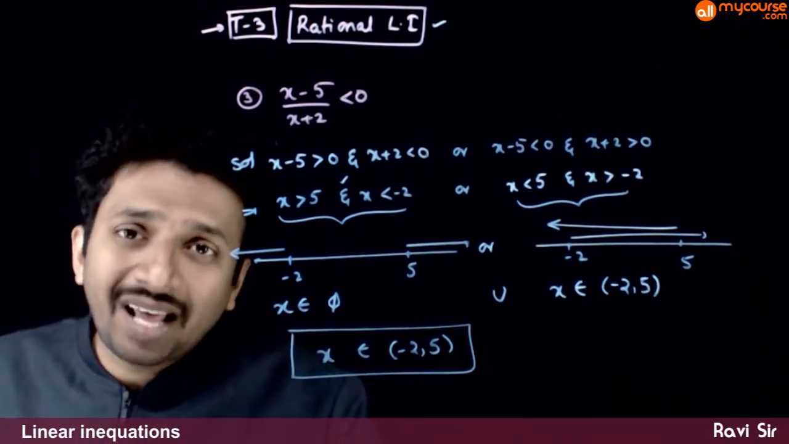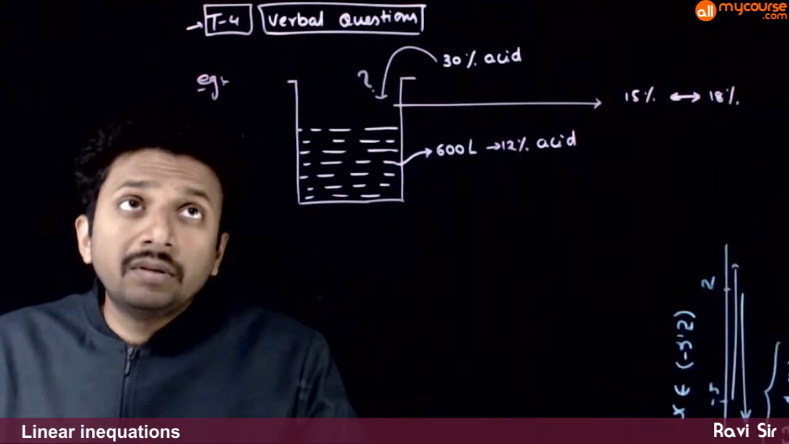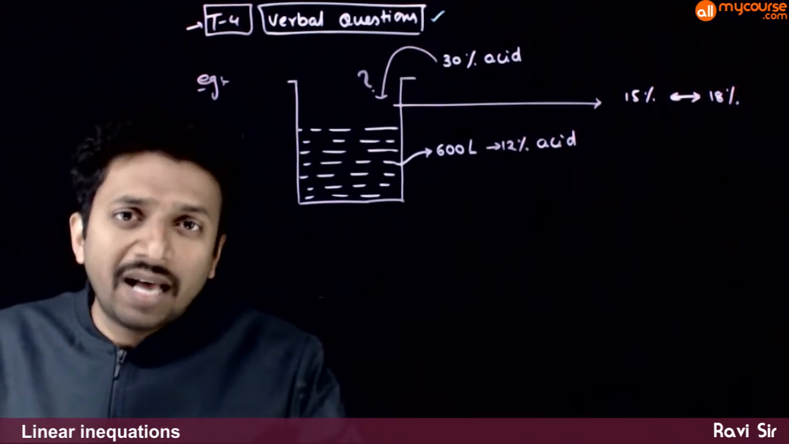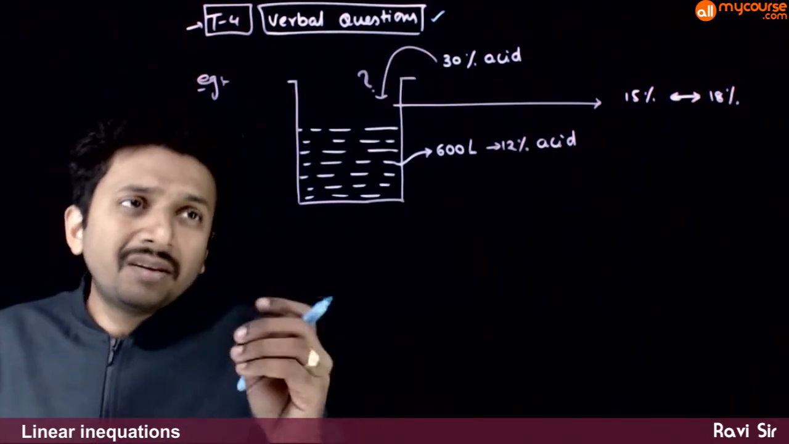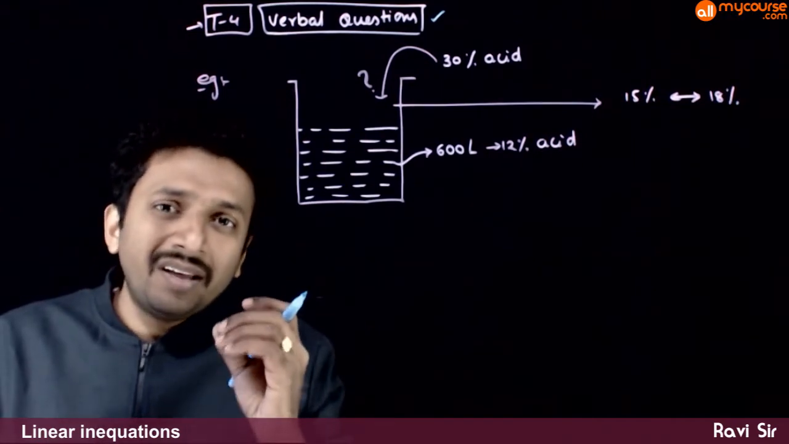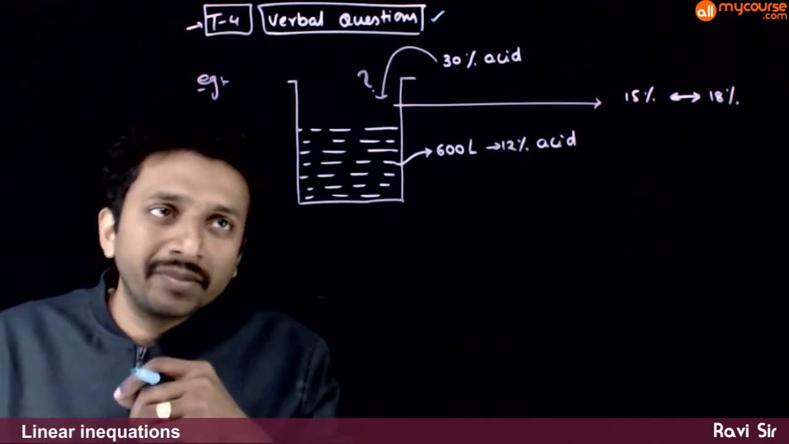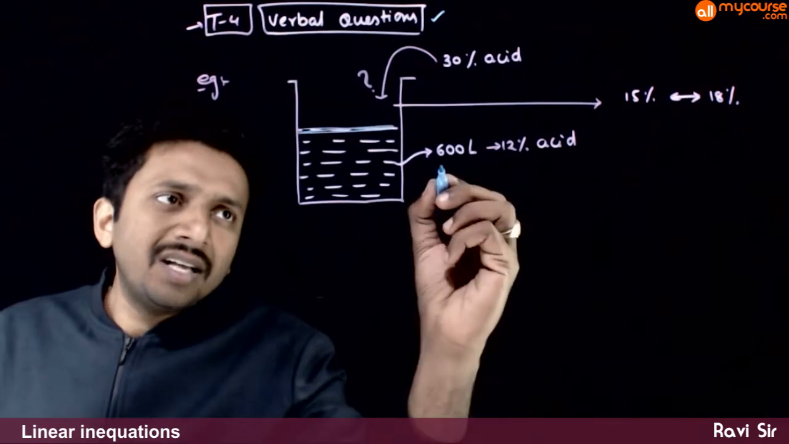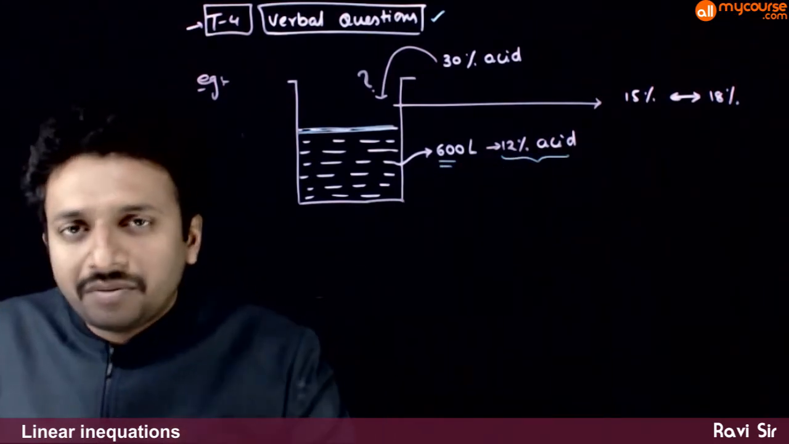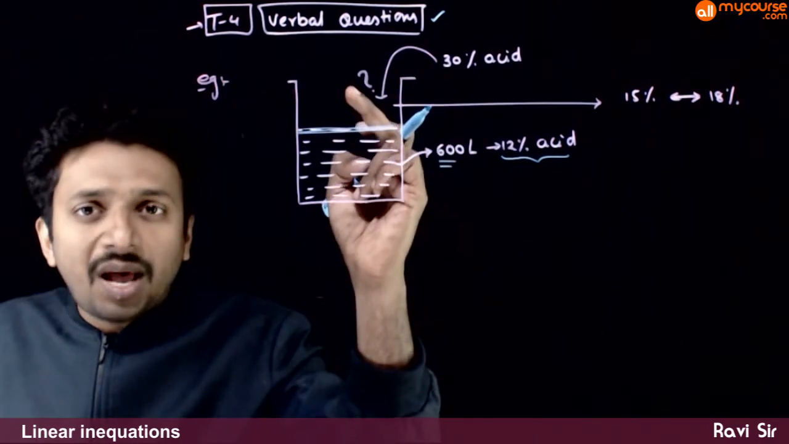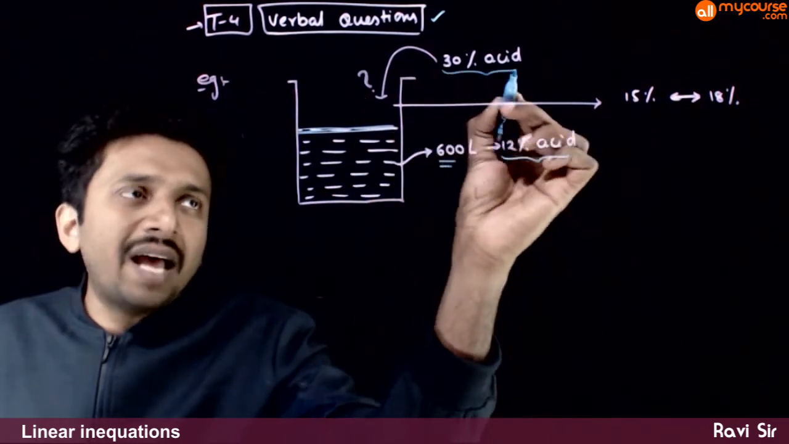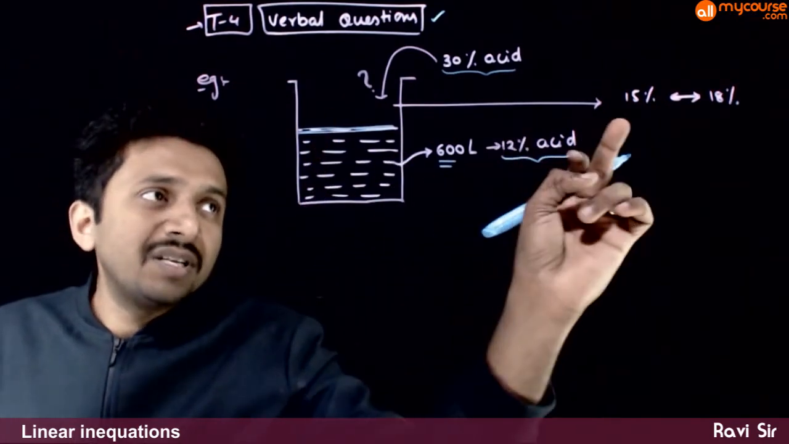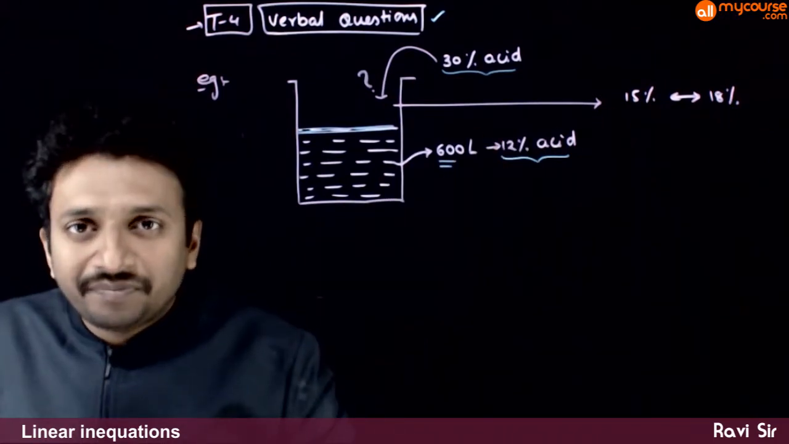So this is how we do type 3 problems. So the next type of questions are verbal questions. These questions might also be asked in your exams. Here you'll be given a physical situation, and you'll be required to construct the linear inequations yourself. In this question, you're given that a manufacturer has 600 liters of 12% acid solution. And how many liters of 30% acid have to be added to this so that the concentration of the solution becomes somewhere in between 15 and 18%.